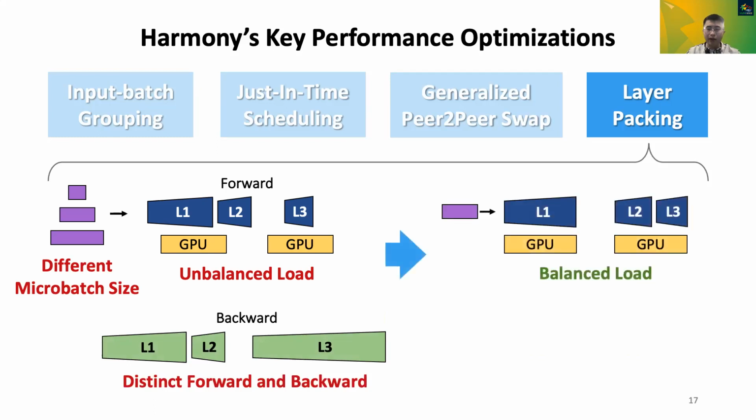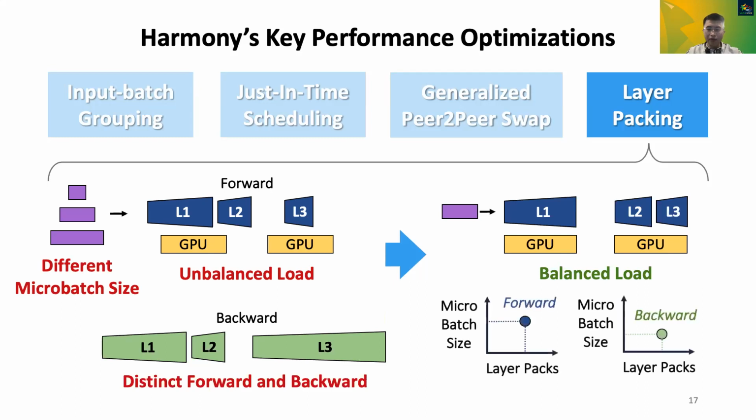Fortunately, with Harmony's layer packing, we balance the load of layer packs across GPUs for each micro batch size. Even better, we pack differently for forward and backward. Especially, we search a 4-dimensional design space of forward and backward to find the best configuration for the fastest training.